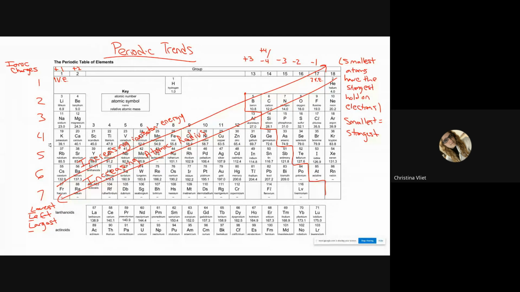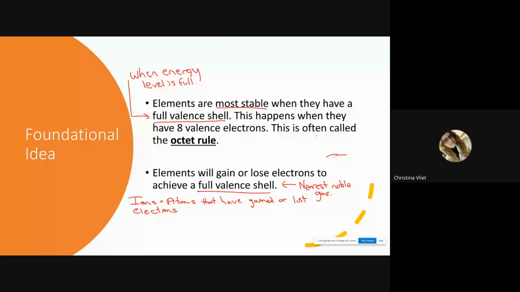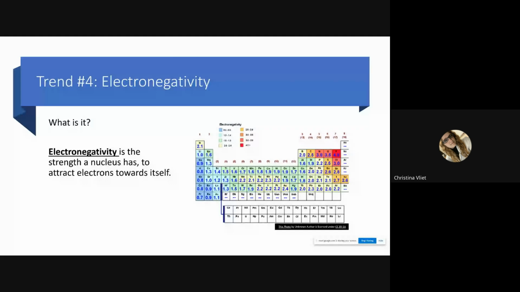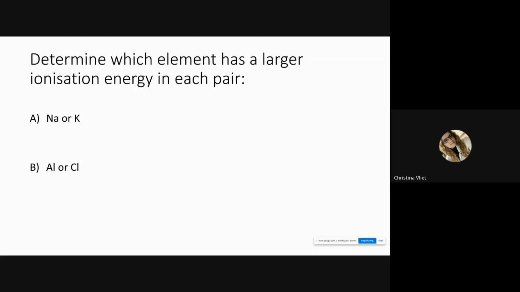All right. So we have one more trend to cover, and that last trend will cover the non-metals and why they have a negative charge. So, trend number 4. I think there's one question to answer for trend number 3 first. Determine which element has a larger ionization energy by looking at each pair. So does Na or potassium have a larger ionization energy? And what that really means is which one requires more energy to pull electrons.